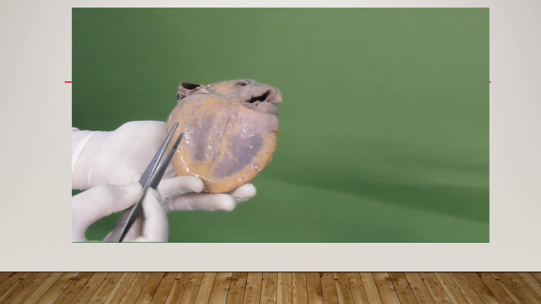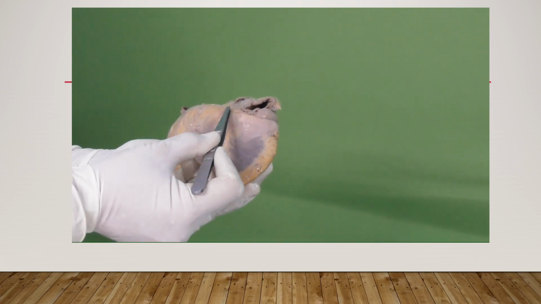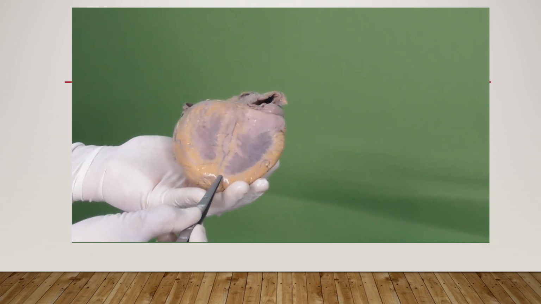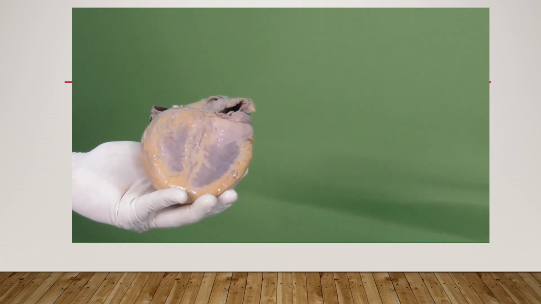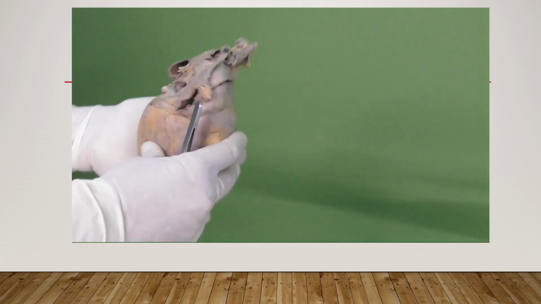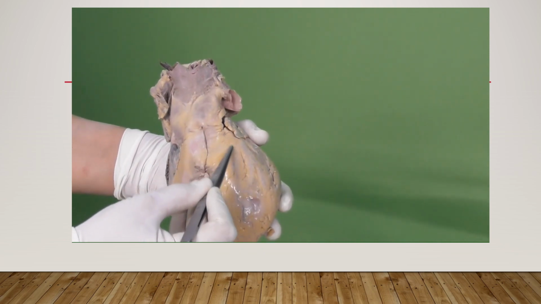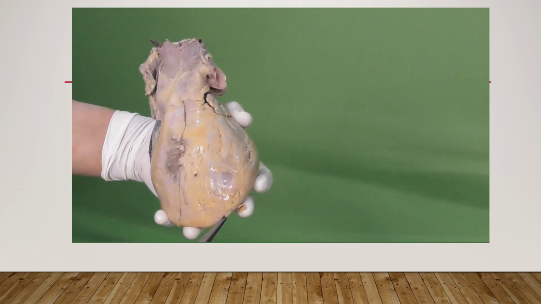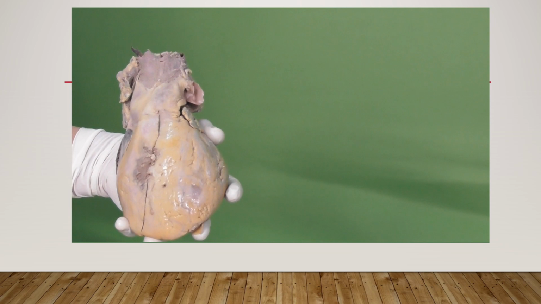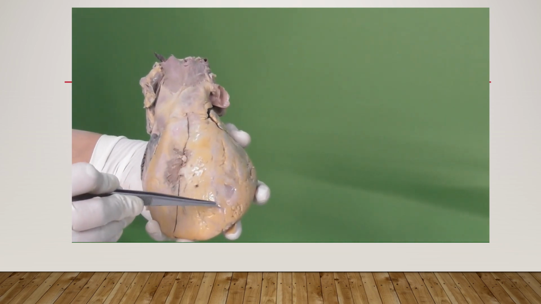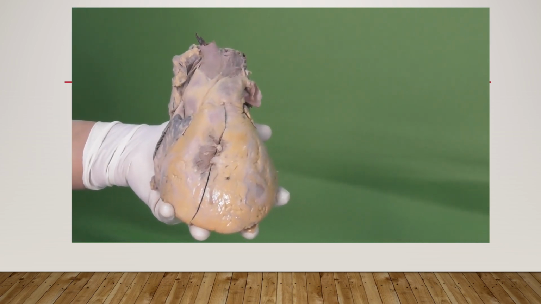Another sulcus which is seen on the inferior surface between the 2 ventricles is called the posterior interventricular sulcus. This lodges the posterior interventricular artery along with the middle cardiac vein. Similarly, on the anterior surface also between the 2 ventricles, we can see the anterior interventricular sulcus, which lodges the anterior interventricular branch of the left coronary artery along with the great cardiac vein. So these are the external features of the heart.